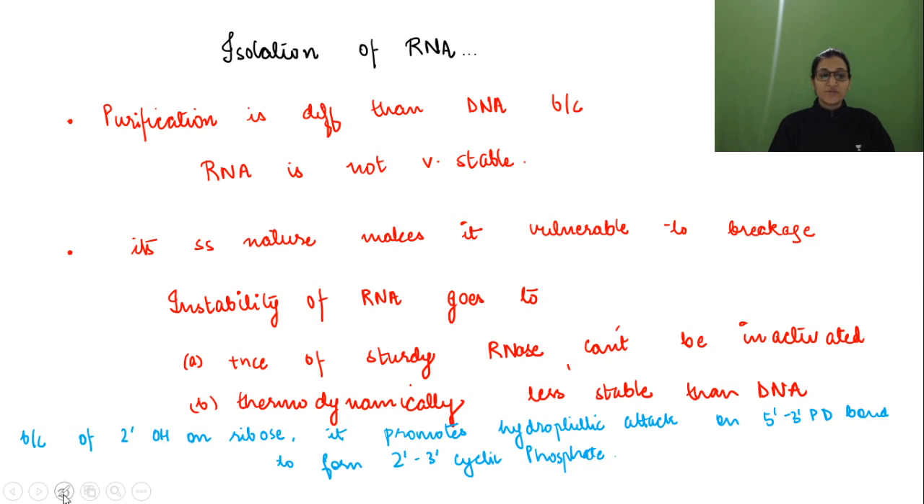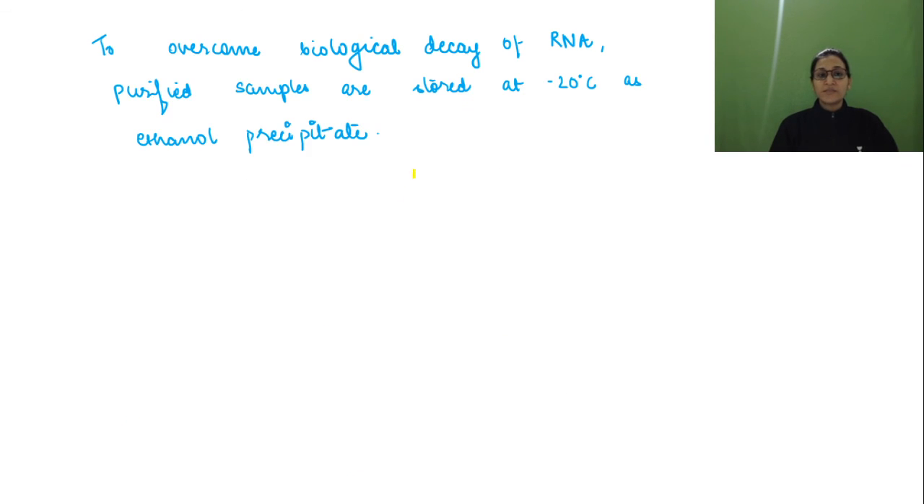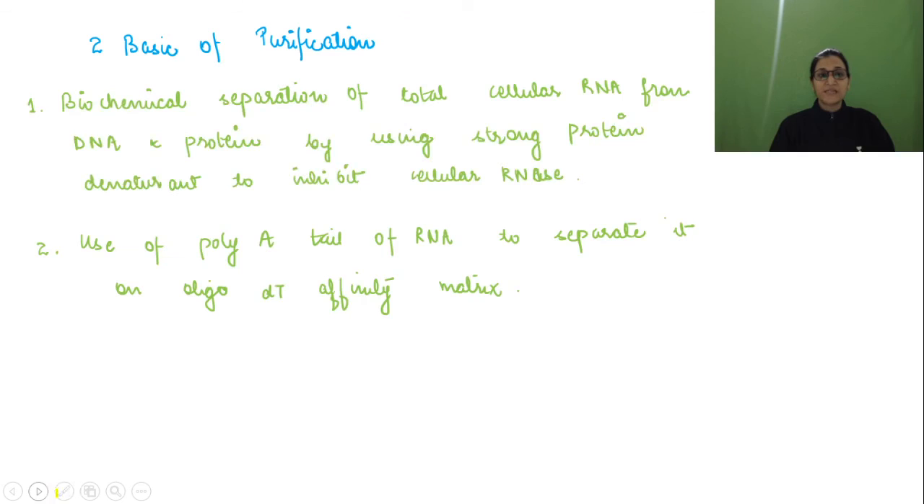So in isolation of RNA, what we have seen is that it is different from DNA isolation because it is not very stable. Why? Because of its single stranded nature, the presence of RNases, and its thermodynamic instability, that is, it gets degraded because of the presence of the 2'-OH. The 5'-3' phosphodiester bond is attacked to form a 2'-3' cyclic phosphate. To overcome this, the whole sample is stored at -20 degrees Celsius as ethanol precipitates.